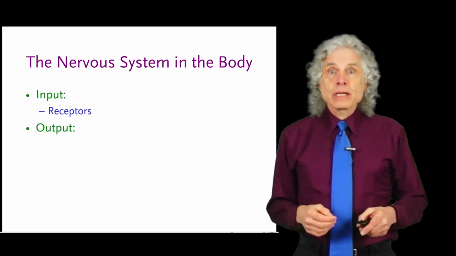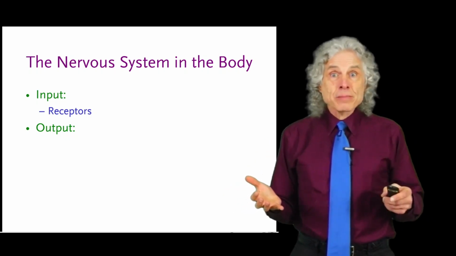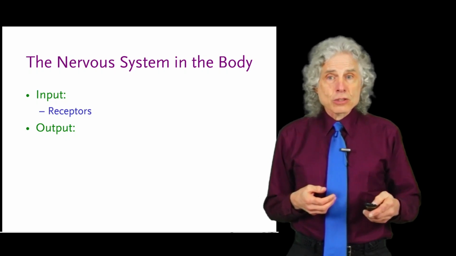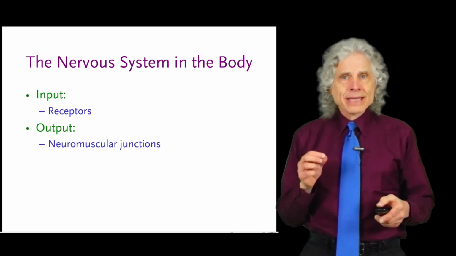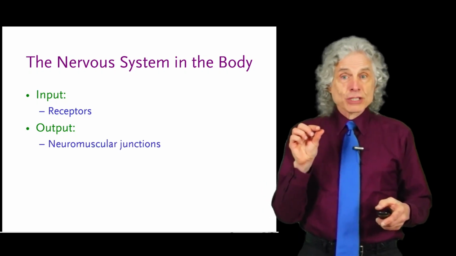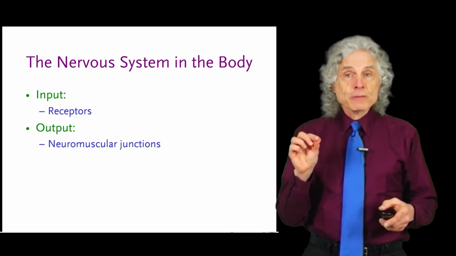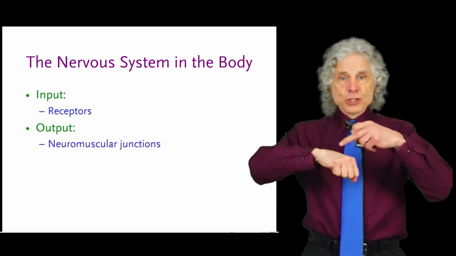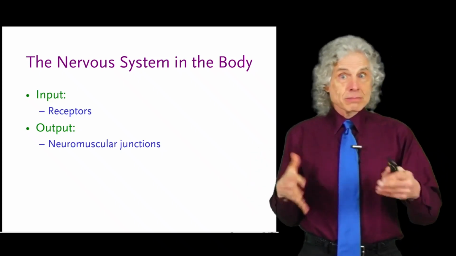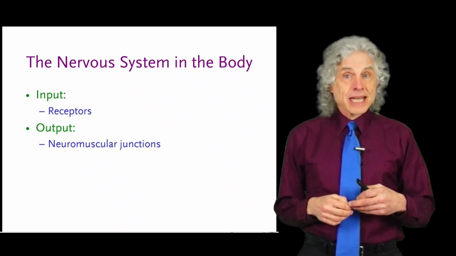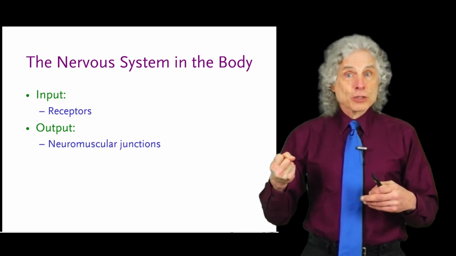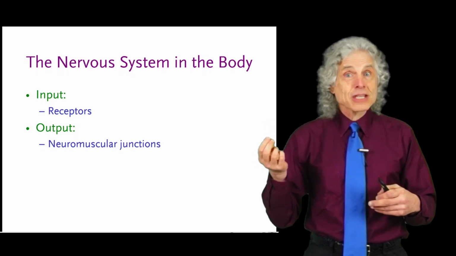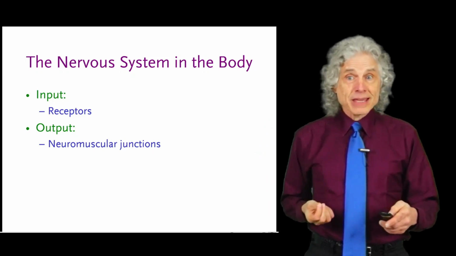The output: we are not just a brain in a vat, but our brains actually do things. They move our muscles, they control our glands, thanks to a different kind of structure called a neuromuscular junction. When a neural impulse reaches a neuromuscular junction, through some chemistry that I won't describe today, it causes the muscle to twitch. And it's because of the neuromuscular junctions that neural firings can eventuate in actual behavior.